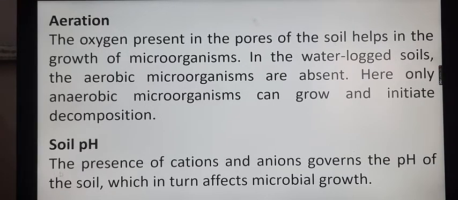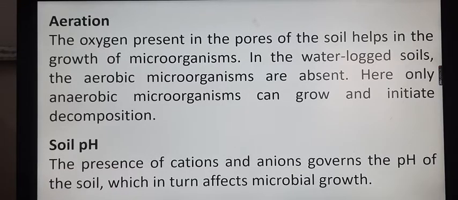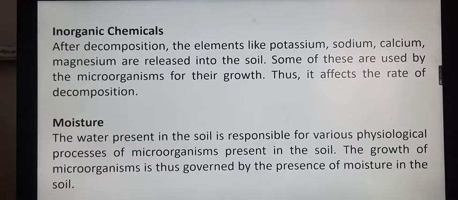And next is soil pH. The presence of cations and anions governs the pH of soil, which in turn affects microbial growth. So again, the pH of the soil is affecting the growth of the microorganisms, and so if there is slow growth of microorganisms, there will be less decomposition.